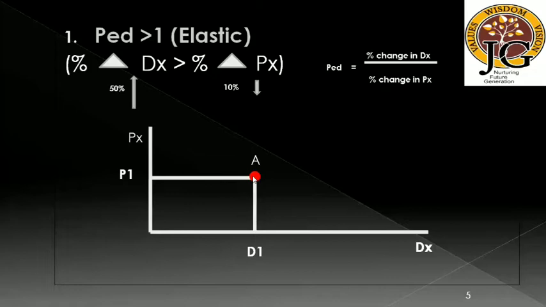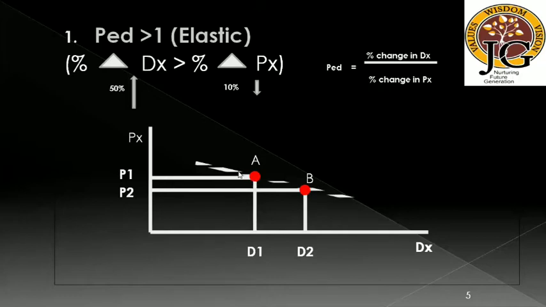Then the price falls slightly from P1 to P2. So as mentioned here, there is only 10% fall in the price, falling slightly from P1 to P2, and as a result there is a huge rise in demand from D1 to D2. That gives us the second combination, that is B. So you can see that distance D1 D2 is more, which shows that the percentage change in demand is higher, whereas distance P1 P2 is less, which shows that the percentage change in price is less.